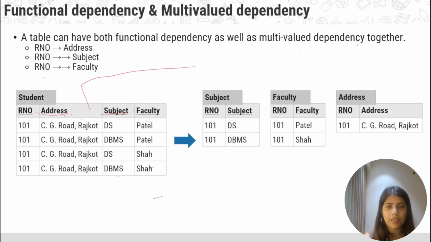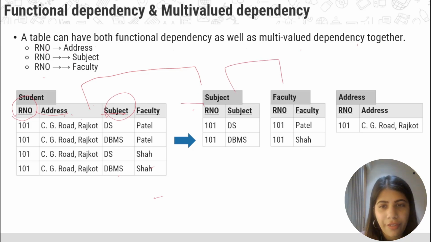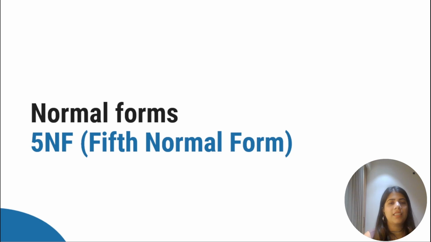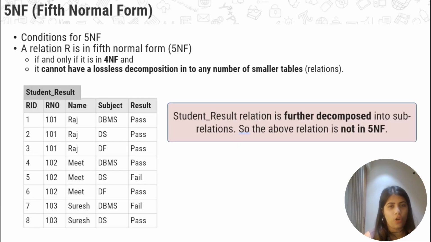Now how do we solve this? For subject, we have used roll number and the subject as a separate table. For the faculty, I have again used the roll number and the faculty attribute, and for the address, roll number and the address attribute. So like this, each table has separate data and they are linked by roll number as a foreign key.